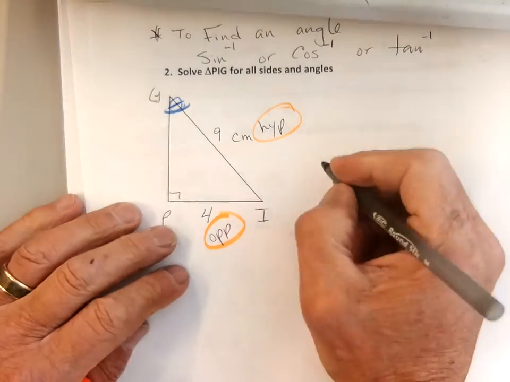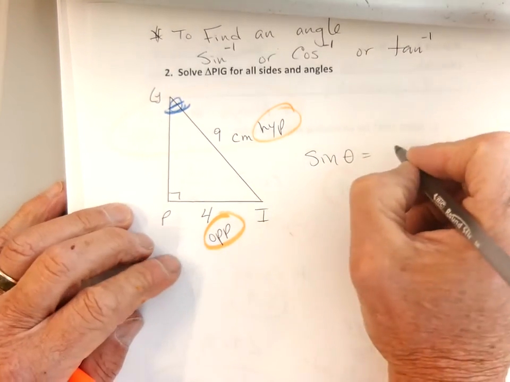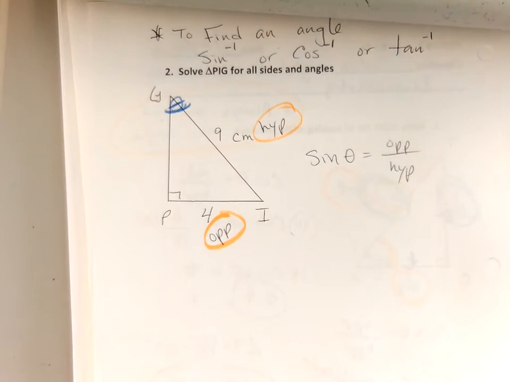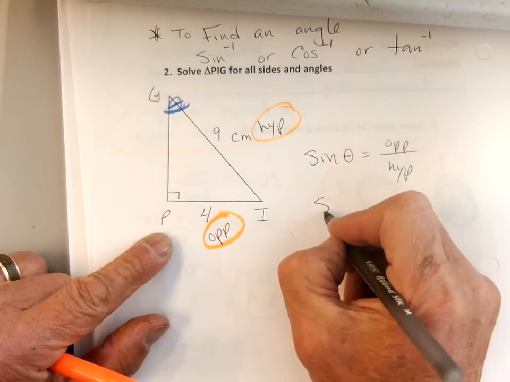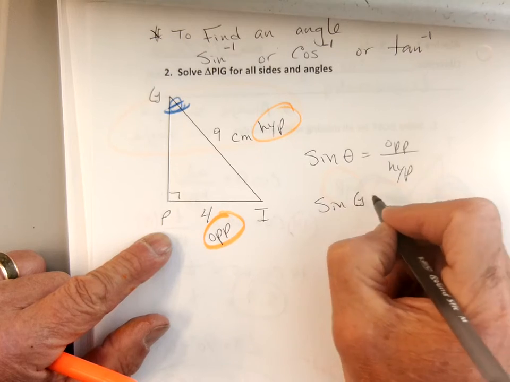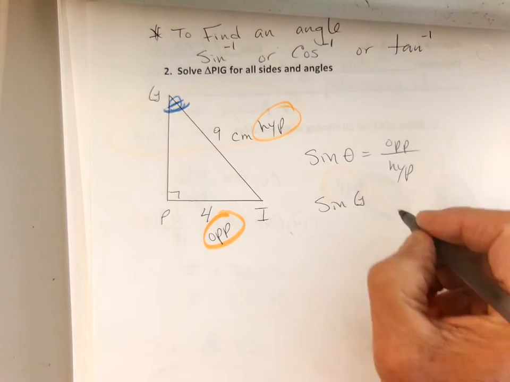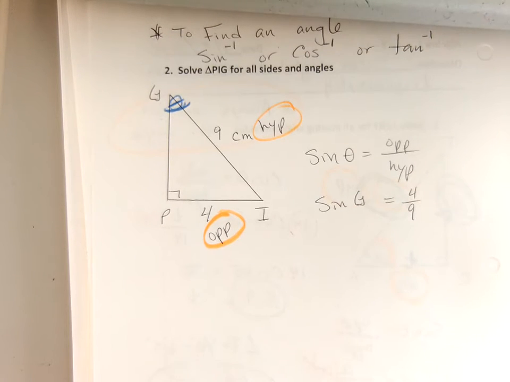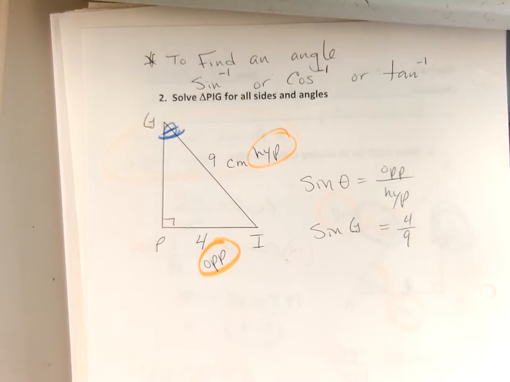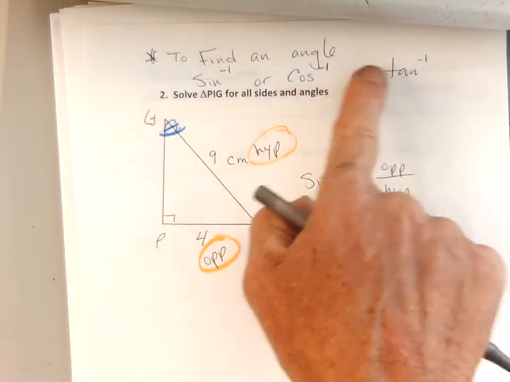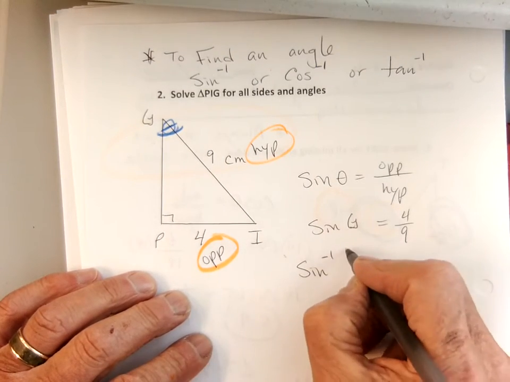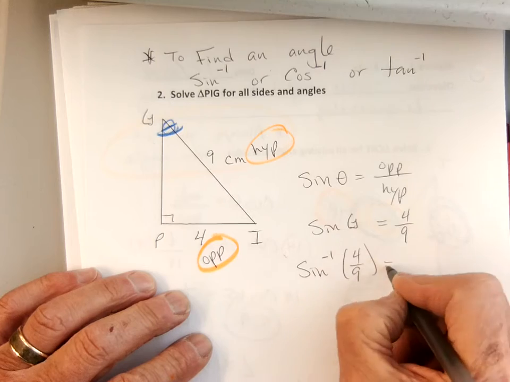Sine. So I got sine theta equals my opposite over hypotenuse, right? I'm going to go sine of G, because that's my angle. Sine of G equals 4 over 9, right? Now what button do I have to push? So I'm going to go sine inverse of 4 over 9 will equal angle G.